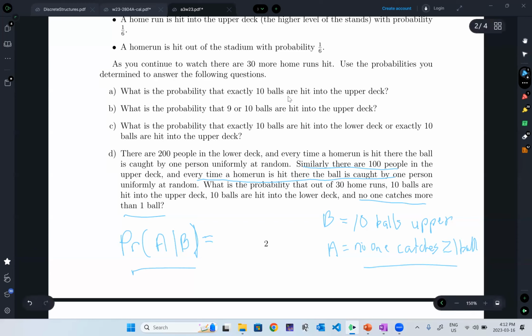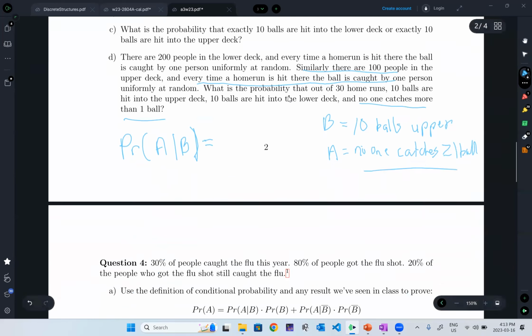No one catches more than one ball, given that 10 balls are hit into the upper deck. Well, then I just say that my sample space is now 10 balls are hit into the upper deck. What's the probability that nobody catches more than one? So I can figure out that probability without necessarily using the other formula, because this event is uniform probability, I can just compute it directly. Okay, so hopefully that makes sense.